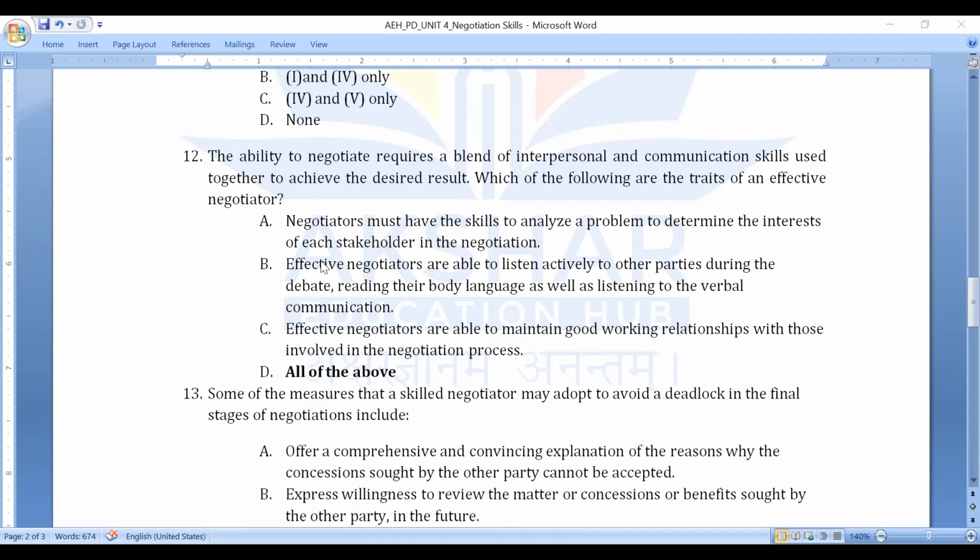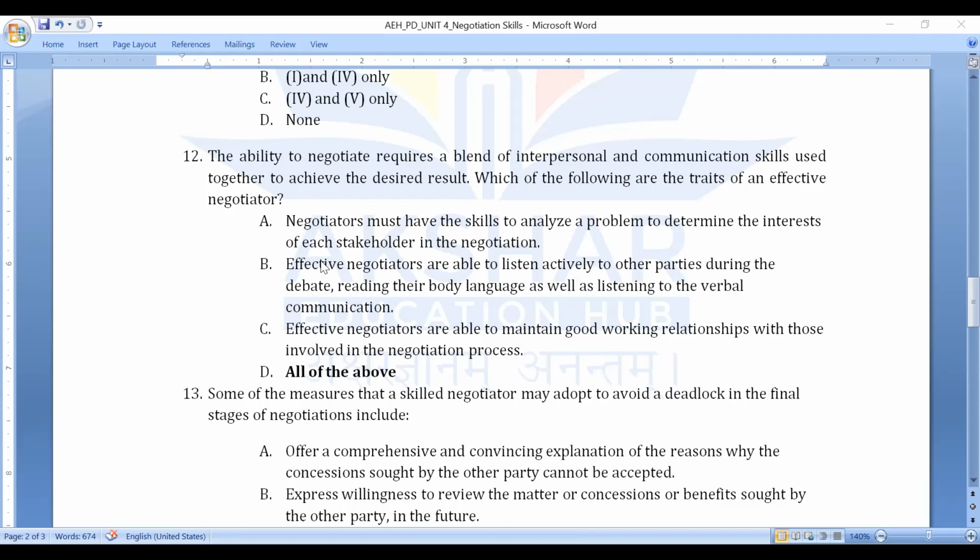An effective negotiator listens actively to other parties during the debate, reading their body language as well as listening to the verbal communication. If I am an effective negotiator, I must be listening actively to each of the parties, not only listening to them, but I must study their body language and their verbal communication both.